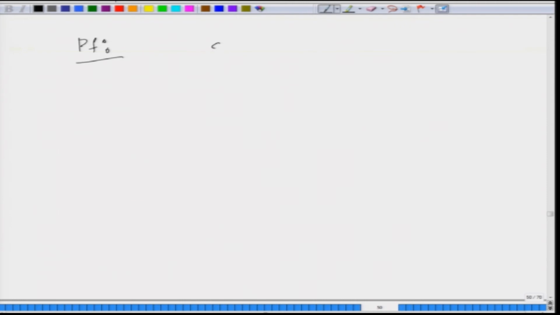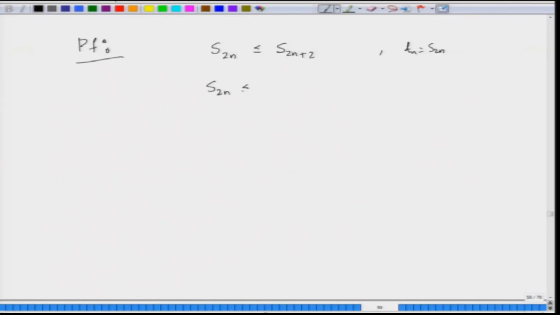Okay, so let us end this lecture by giving the proof of the Leibniz test. Now, you consider S of 2n. As we have seen, S of 2n is less than or equal to S 2n plus 2; S 2, S 4, S 6, so this is an increasing sequence. Now, if you define T n equal to S 2n, then T n is an increasing sequence, and S 2n is less than or equal to S 1 for all n.